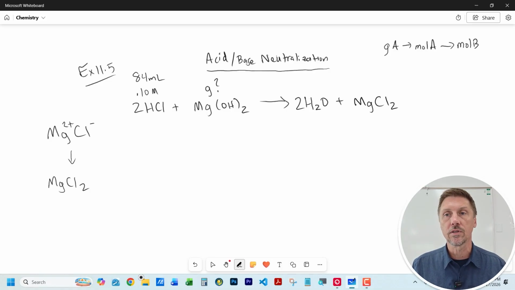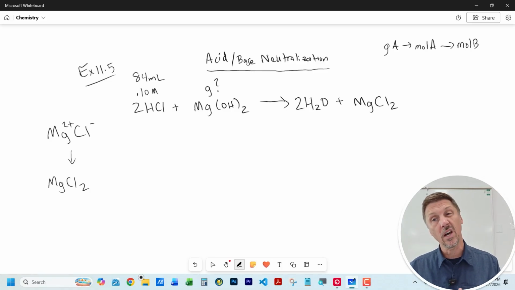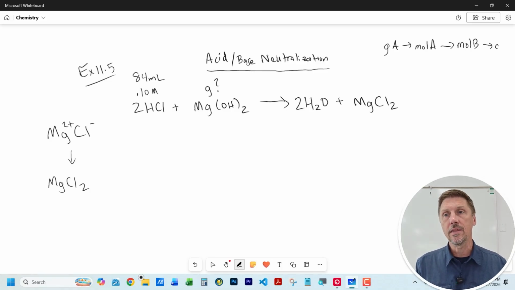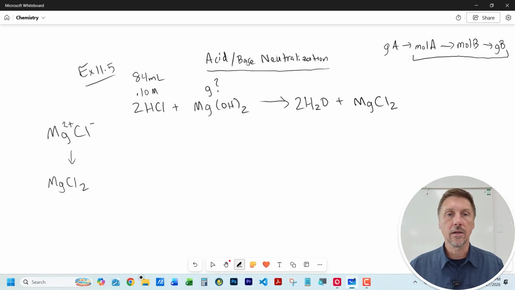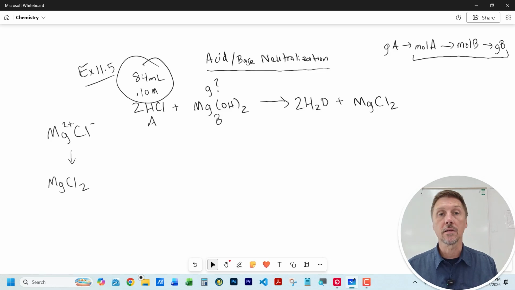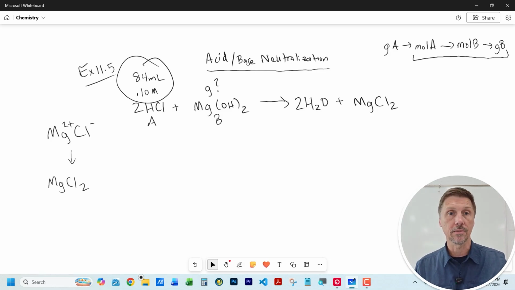Once we find the moles of the substance, we're able to calculate the moles of another substance in the chemical equation, and then we can get the grams of that second substance if we need to, right? So in this case, we're going to follow this portion of the path, where this is our substance A and this is our substance B. We're going to use this information to calculate the moles of substance A, and from there we should be able to eventually figure out the grams of substance B.